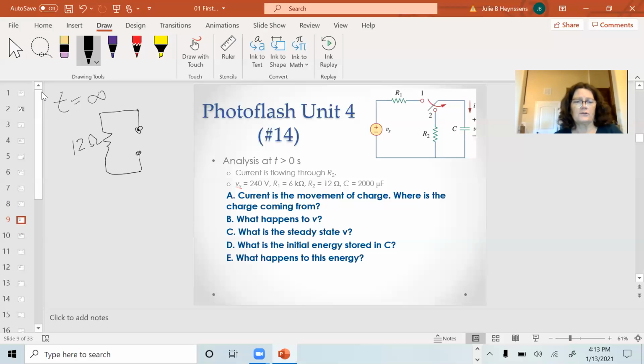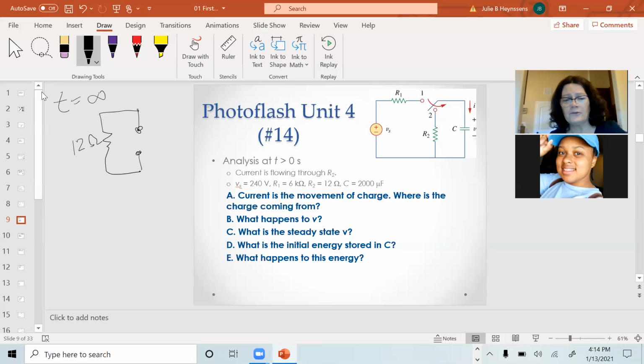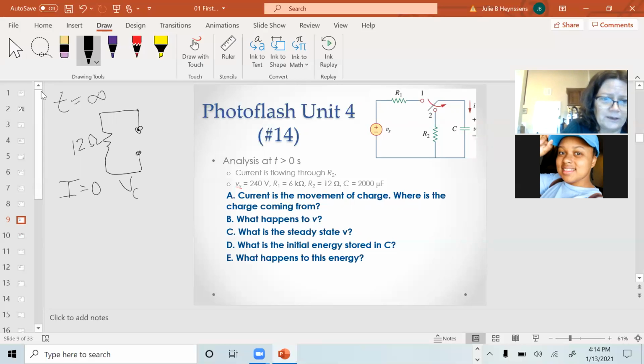This is what my circuit looks like at t equals infinity. So what am I expecting here? What do you think the current is going to be? 0? Yes, you've got no energy source. It is 0. I equals 0 and VC of infinity equals 0.